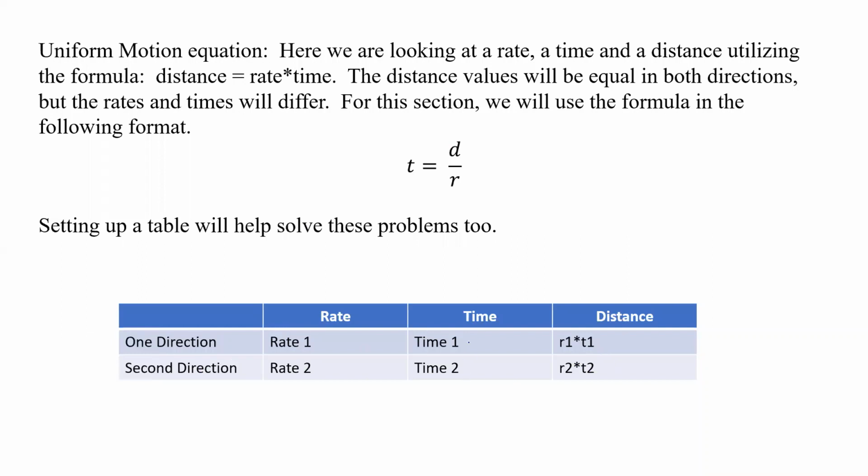The times, those vary. Sometimes it's going to be t and t plus 2, or we don't know anything. And the rates are going to be, one's going to be x, one's going to be x plus 3 or x minus 3 or something like that. And so we're going to try to work these out to fill in the table to make it the most efficient way to solve the problem.